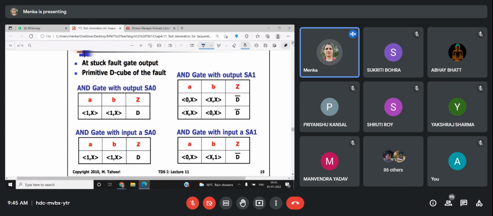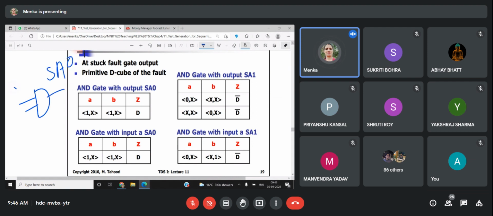So this is an AND gate with output stuck at 0. Output is stuck at 0 and there is an AND gate. It is a 2 input AND gate. So for this, what will you need? It is an example somewhat like this: an AND gate and you are having stuck at 0.